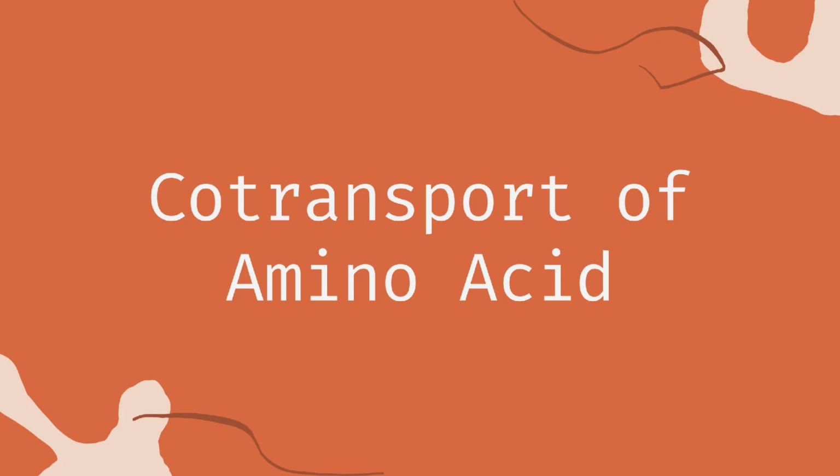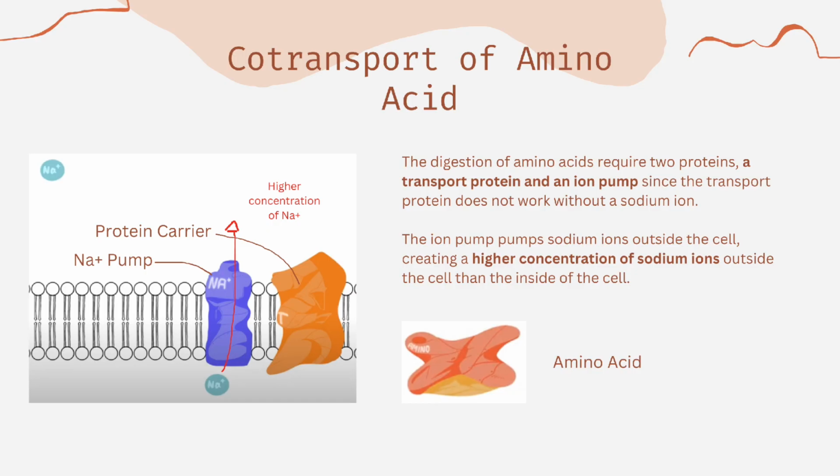In this case, I will be explaining how amino acid is being transported through the cell membrane. Amino acids are the building blocks of proteins, which are building blocks of our bodies. They are essential to life because proteins play important roles, such as performing enzymatic reactions and providing structural support. We acquire proteins by taking amino acids from the proteins of other organisms. So, the absorption of amino acids requires two proteins, a transport protein and an ion pump, since the transport protein does not work without a sodium ion. An ion pump is required to perform this transport.